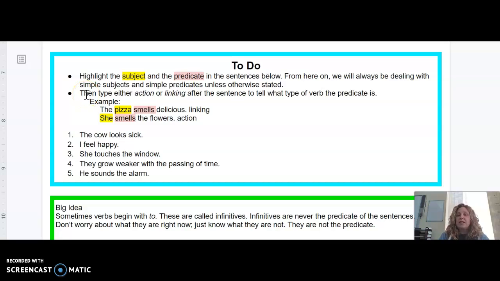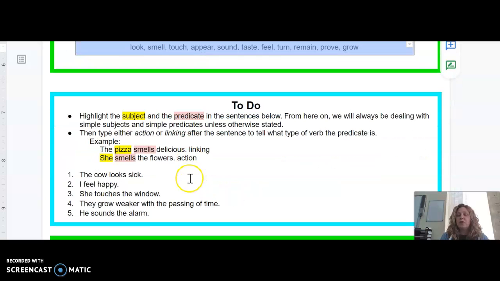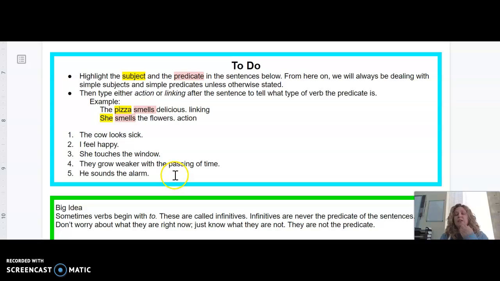And then after the sentence, I want you to type either the word action or the word linking. Is your predicate an action verb or is it a linking verb? Now, all of these predicates in these sentences come from this list where they can be either. So you're going to have to look at how they're used and think to yourself, can my subject literally do that action? And you can also test it by sticking is or am or are, whichever would be appropriate, in there to see if it makes sense.